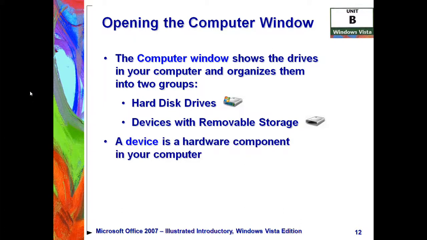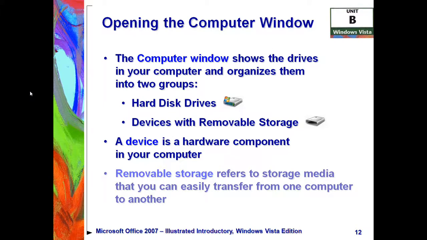The first group is the hard disk drives, and the second is the devices with removable storage. Just as a refresher, anytime that we talk about devices, we may call them drives or devices, but that is what we're talking about, the physical components, the hardware components of your computer. Now, you may be asking about the removable storage. Removable storage, as you see on here, refers to storage media that you can easily transfer from one computer to another, and that is such things as DVDs, CDs, and flash drives.